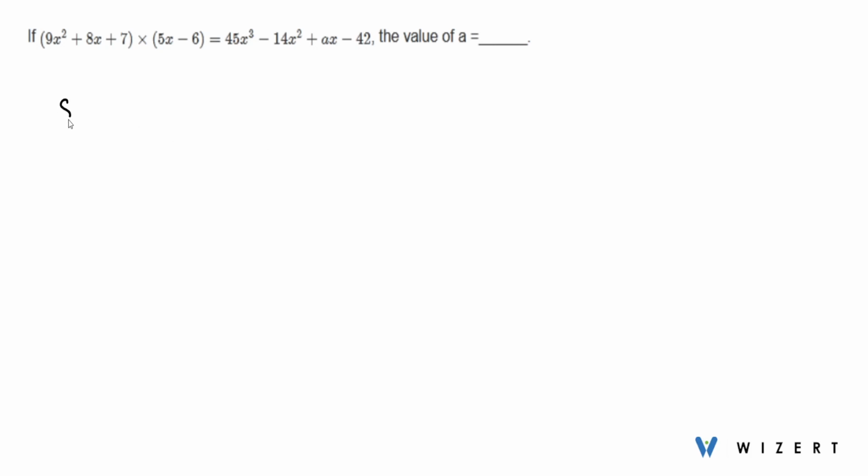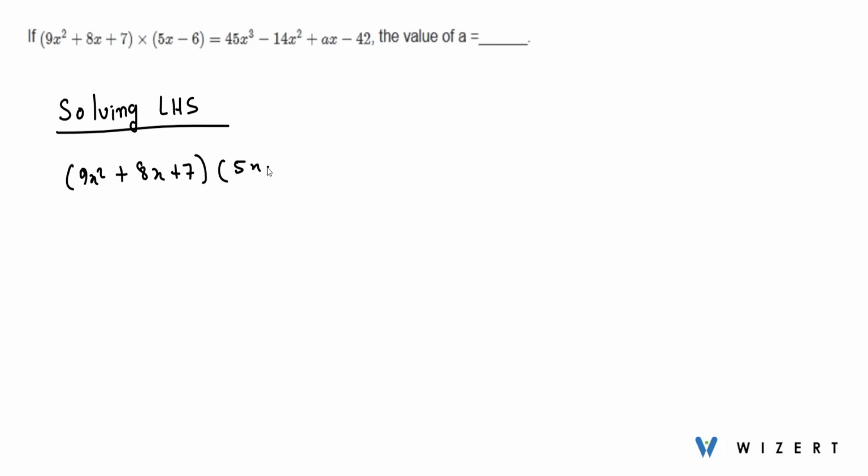So solving left hand side, we have 9x square plus 8x plus 7 multiplied by 5x minus 6. Now we are going to multiply each term present within the first pair of brackets with each of the terms present within the second pair of brackets. So it will be 9x square multiplied by 5x minus 6 plus 8x multiplied by 5x minus 6 plus 7 multiplied by 5x minus 6, right?